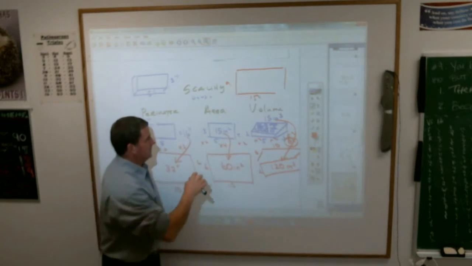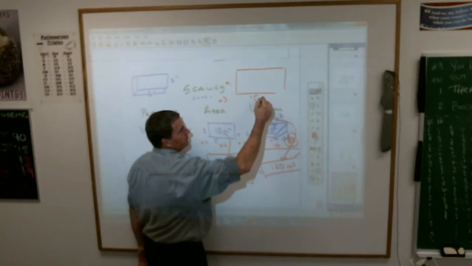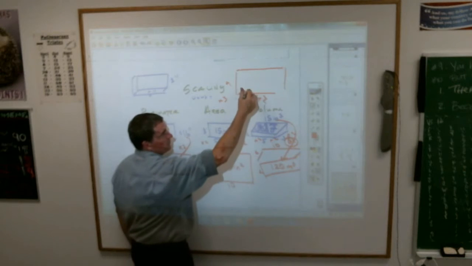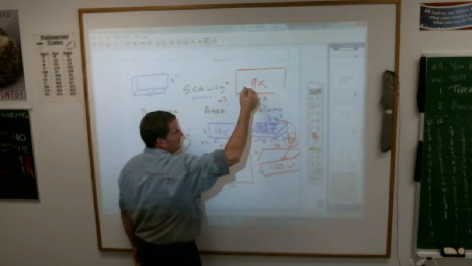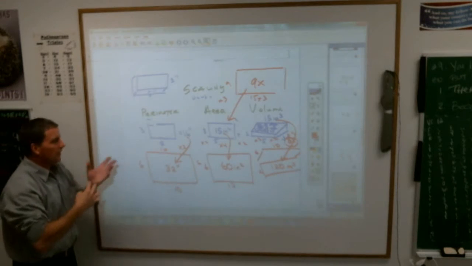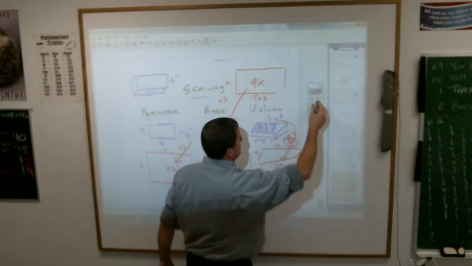Now remember what you did: to go from 3 to 9 you multiplied by 3, and to go from 5 to 15 you multiplied by 3. 3 times 3 is 9, so this one will be 9 times bigger than your starting thing. Okay?